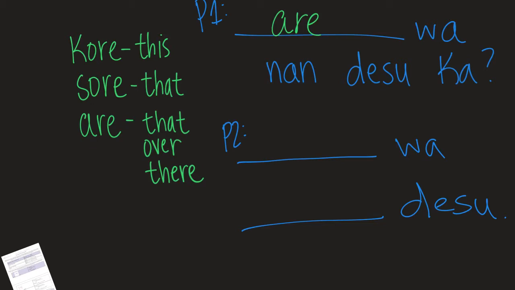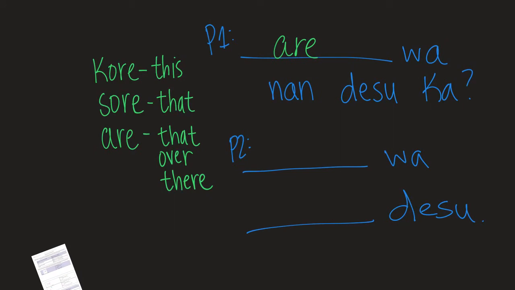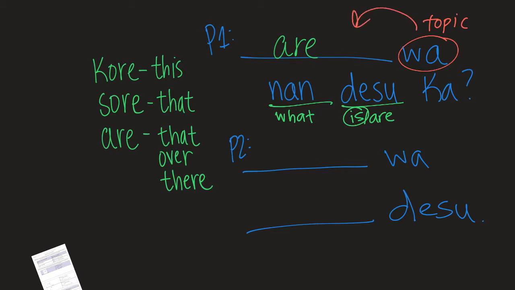Now let's go over what all these words mean so we understand the context and what we're doing. Nan means what. This is our question word. Desu means is, in this case. Now our particles, we have particle wa, topic particle. This tells us that are, or that over there, is a topic of our sentence. And ka is our question marker, or a question particle, you could say. So, person 1 says, are wa nan desu ka?